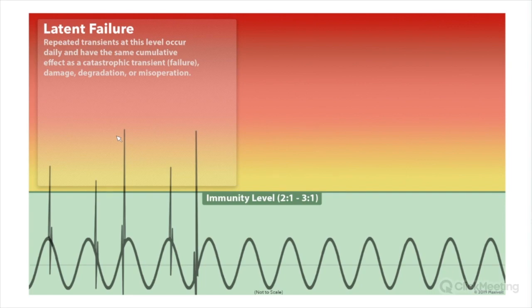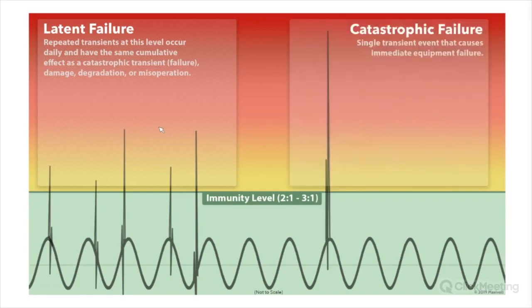Okay. So now we have an illustration of the latent failure, the smaller transients, the ones that happen more frequently, and they have the same cumulative effect as we talked about earlier, and that's the same effect as a catastrophic transient failure, damage or degradation or misoperation, but it takes a lot of them. And you can see they're in this yellow and orange range, just above the immunity line. So then we have the depiction of that catastrophic failure, which is a single transient event that causes immediate equipment damage or failure.